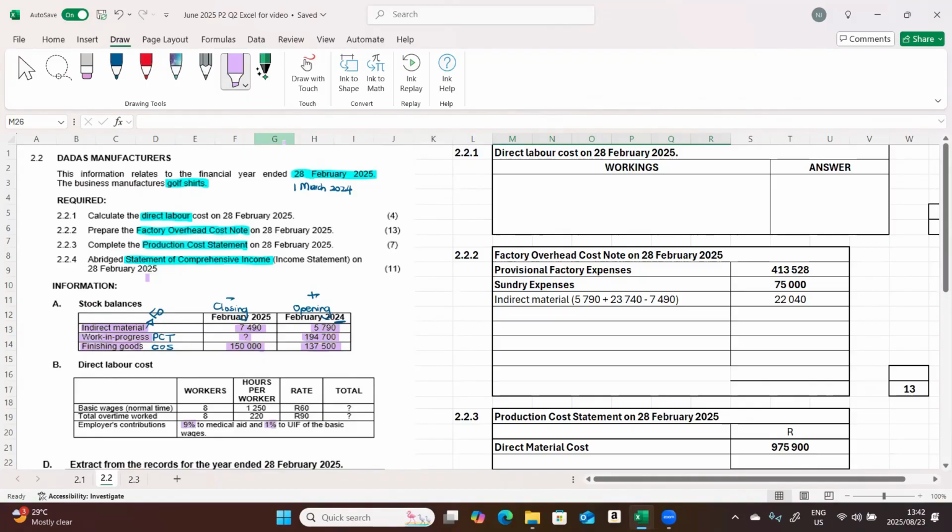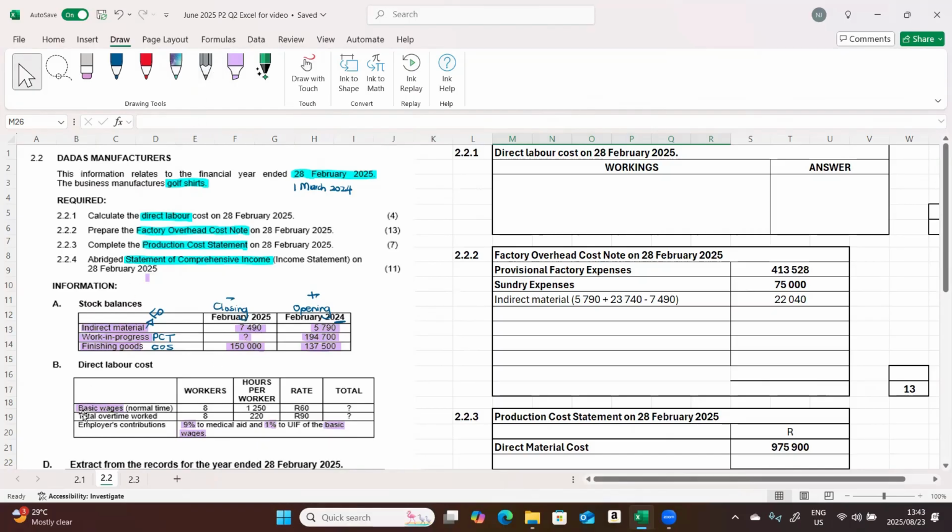Please. It is of the basic wages. Okay, so you will see now what that means. This is my basic wages over here. So you are going to take your answer for your total basic wages and multiply it with 9% and 1% to get your employer's contributions. You are not going to include your total overtime hours to calculate the 9% and the 1% because it's based only on basic wages.